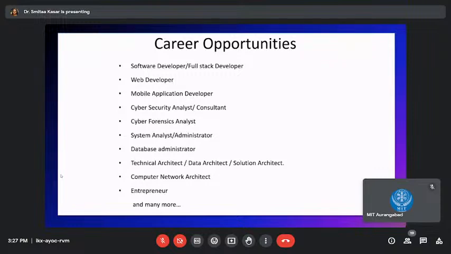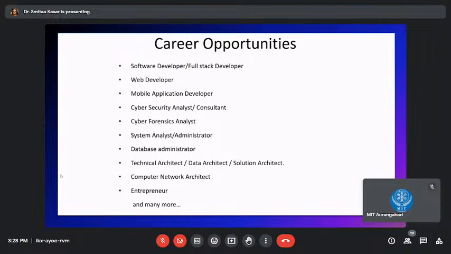Coming towards the end of my presentation, I think you all know about the career opportunities of computer science engineers, but still I would like to highlight a few that are available nowadays. Previously, when somebody asked, what is your designation, it used to be a software developer or maybe a coder, something of that sort. Now it is very specific. These days it is a full stack developer. That is one of the careers we can go into.